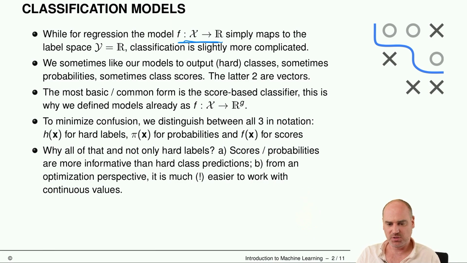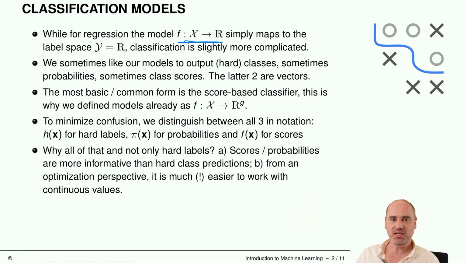So whether a person is healthy or sick, we want to predict exactly that. But sometimes we also want to model the probability of a person being sick. Or we want to model something like a class score. And the latter two are potentially vectors if we are operating with G classes.